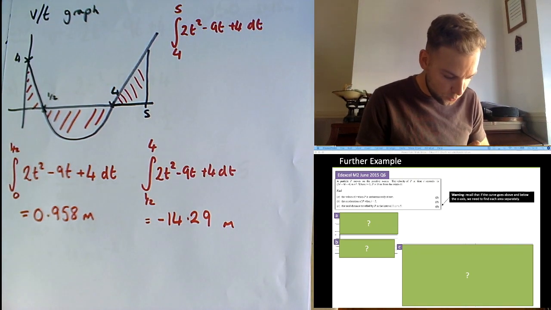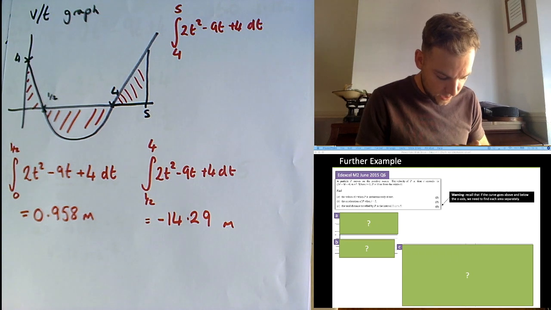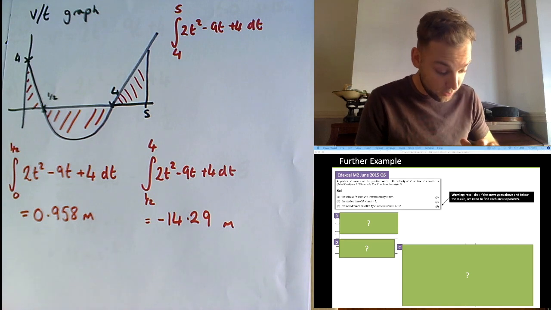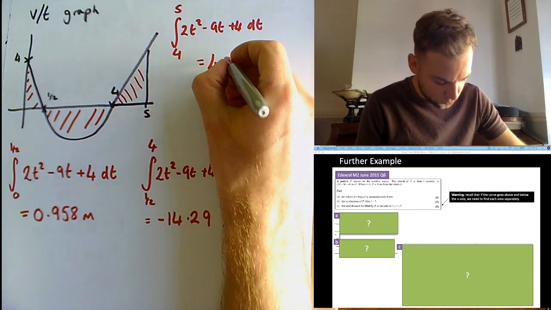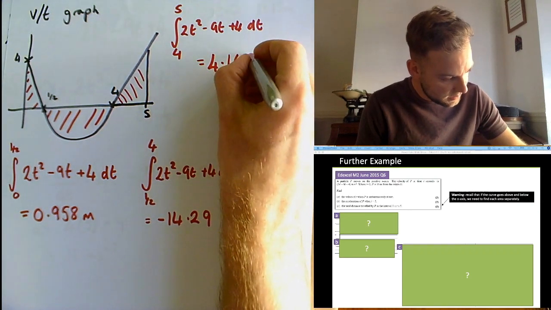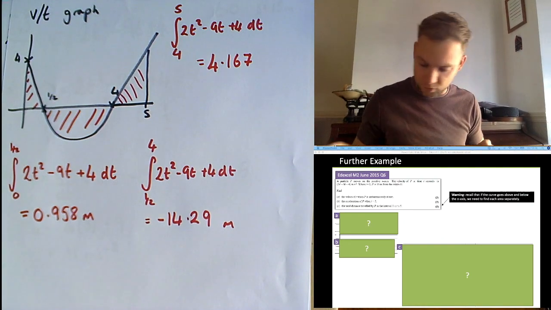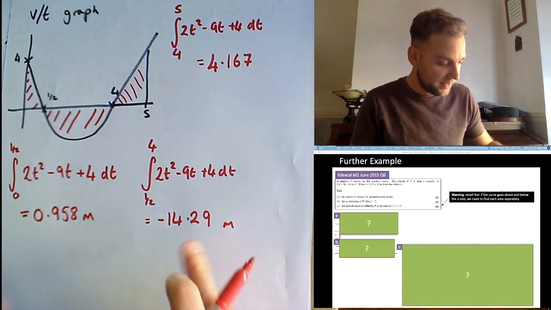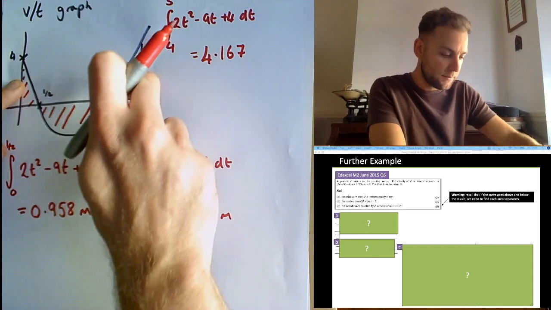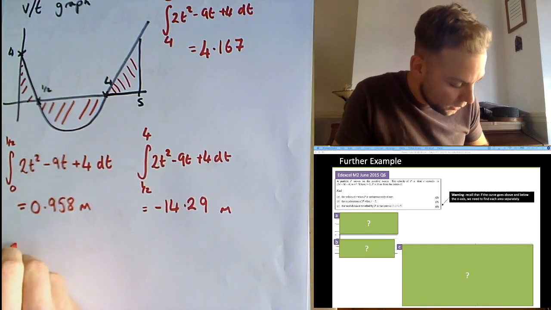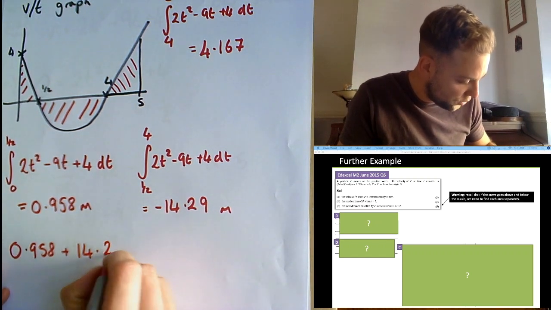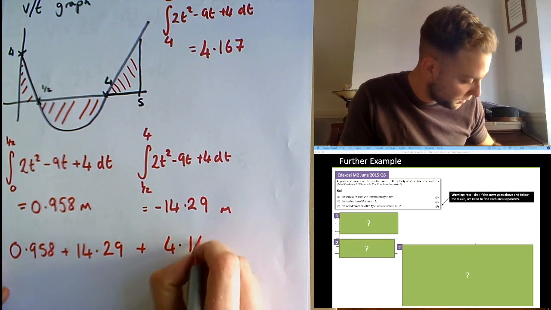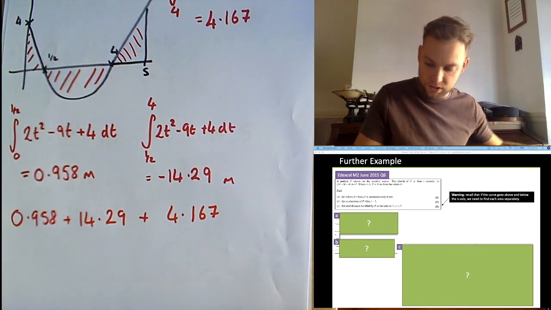So integrate between 5 and 4. That one is positive, brilliant. We're on to a winner here. 4.167. Probably should have done that to 3 decimal places. Anyway, positive, negative, positive, exactly as we described it. So we ignore the fact that that's negative. We've got 0.958 plus 14.29 plus 4.167. So that's all those areas.